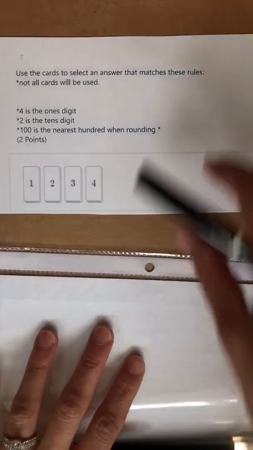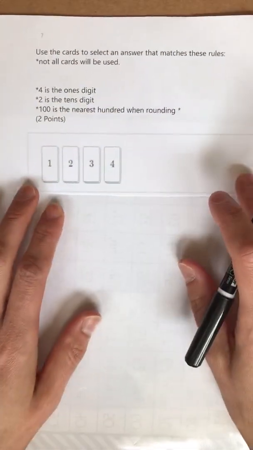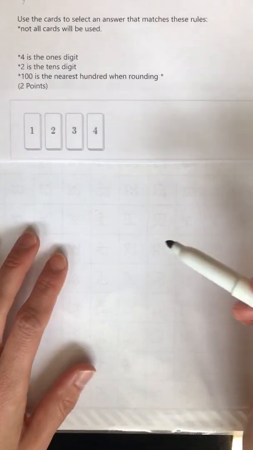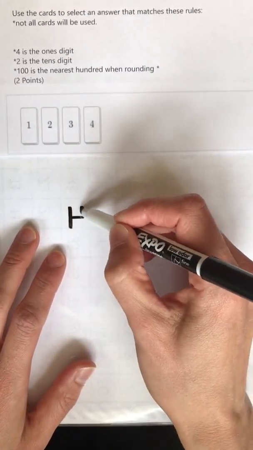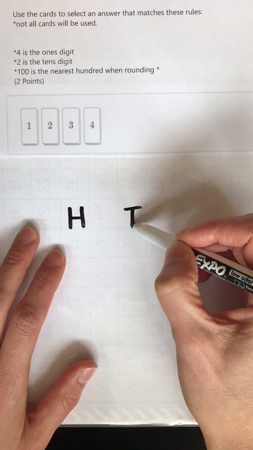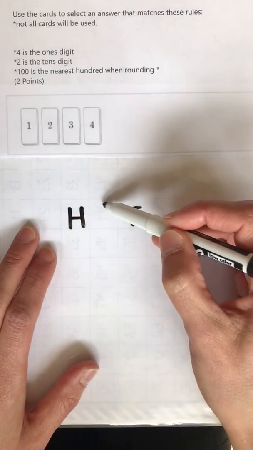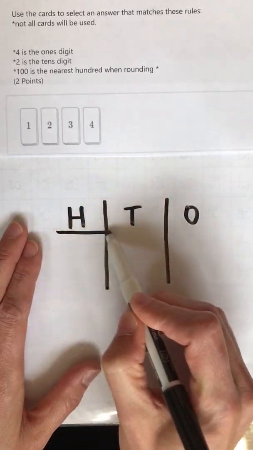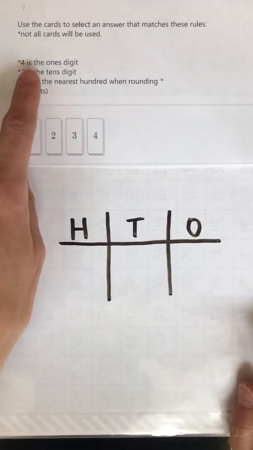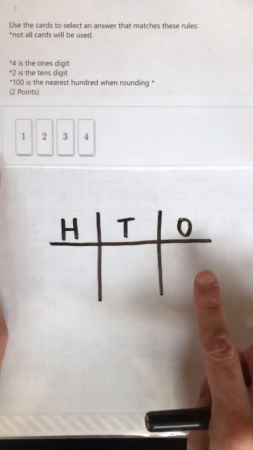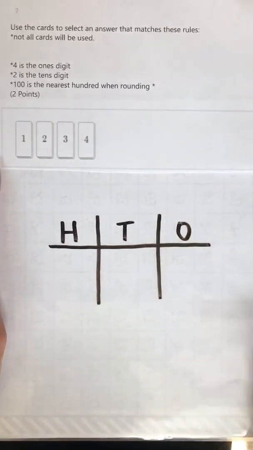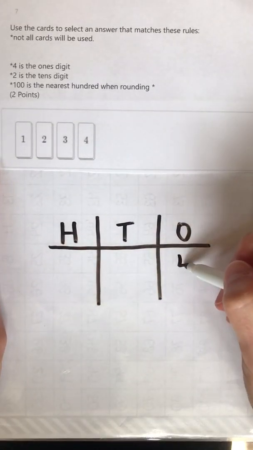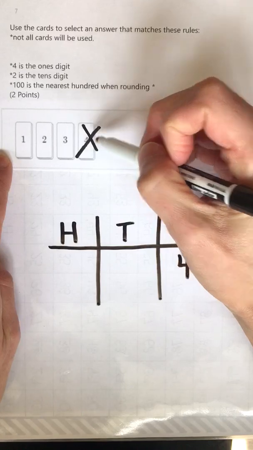So that's tricky. I'm going to help you set this up so that it makes a little bit more sense. They're asking us to build a number that has a number in the hundreds place, a number in the tens place, and a number in the ones place. So on your paper, I would like you to just set up a small chart that looks like mine. So it says that 4 is the ones digit. So where would 4 go? That's right, 4 would go in the ones place. I'm going to cross it out because we used it already.